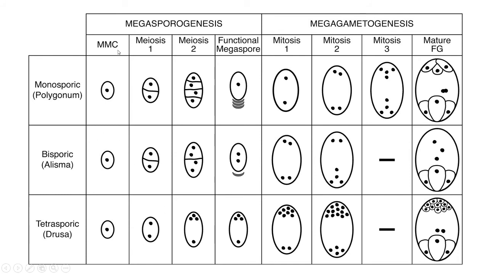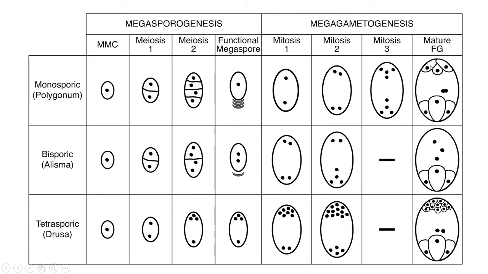You can observe here in monosporic, this is the megaspore mother cell. It undergoes division resulting in the formation of two nuclei, and these two nuclei undergo one more division resulting in the formation of a linear megaspore tetrad. Out of four, three degenerate and one remains functional. It undergoes mitosis, 1, 2, and 3, resulting in the formation of a quartet at each end. And out of 4, 1 from the upper quartet and 1 from the lower quartet move towards the center, resulting in the formation of polar nuclei.